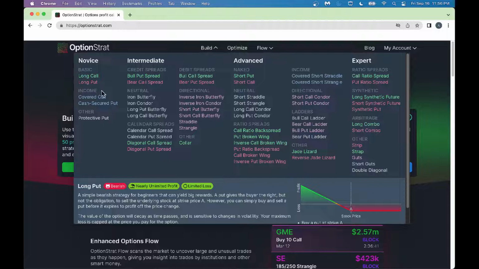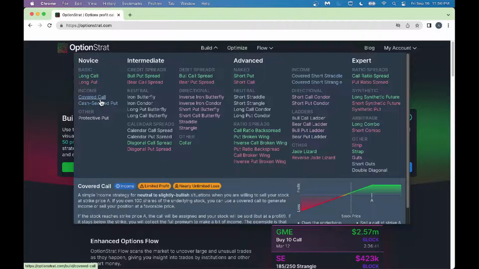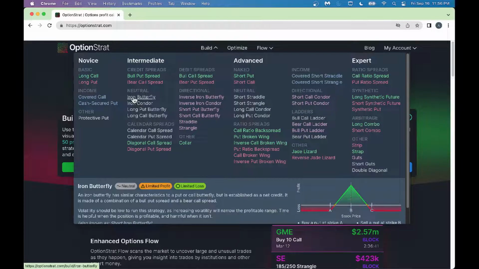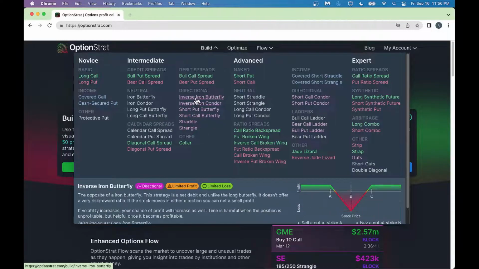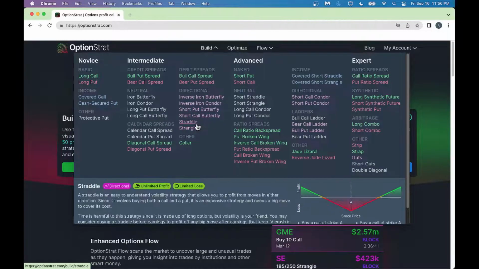And they got income strategies here. It's in a little different color, as you can see here. And then finally they got the neutral strategies in white color here. And as you can see here, they got some of these directional strategies like butterflies in a pinkish type color here. They put a lot of thought here, and they've color coded so it's easy for you to understand.